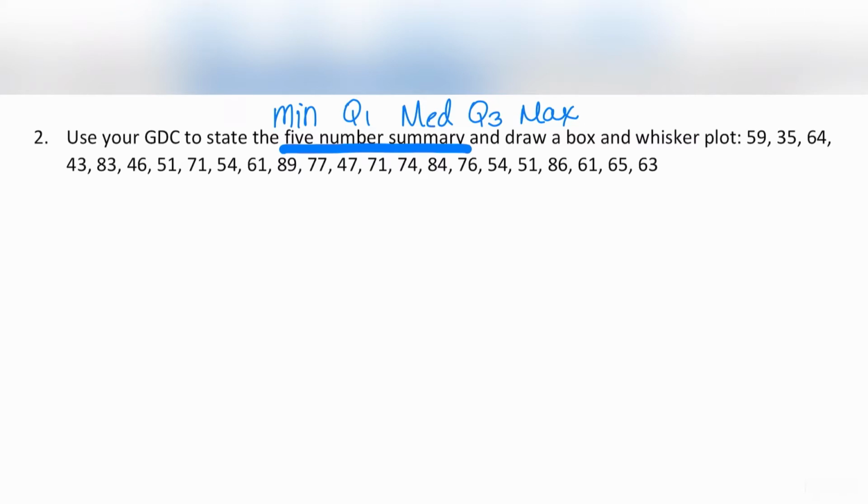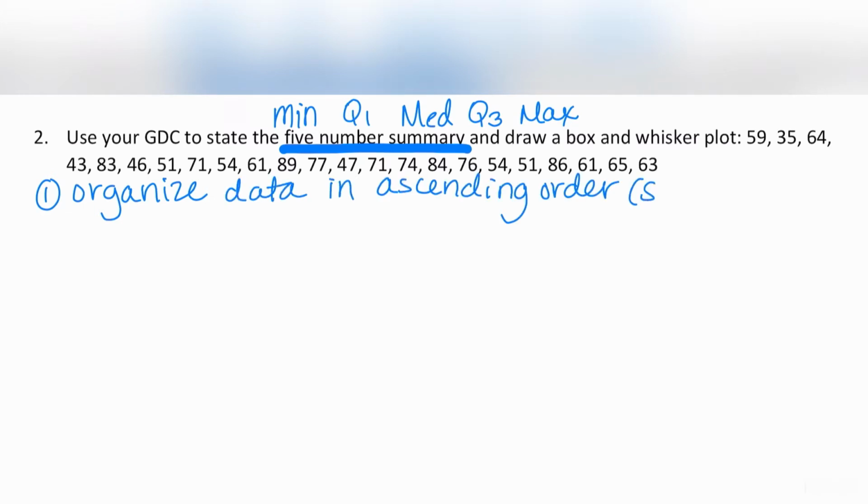Okay, so what we have to do first before I do anything else is organize the data in increasing order. It actually doesn't matter if we organize it in increasing or decreasing to find the median, but because I want to find lower quartile, upper quartile, minimum, and the maximum, I do want to organize the data in ascending order. And that just means from smallest to largest value.